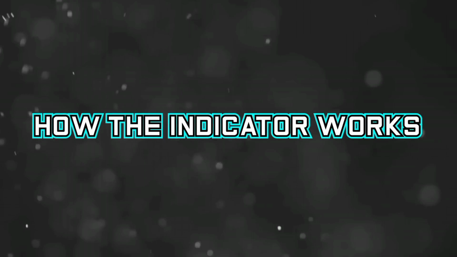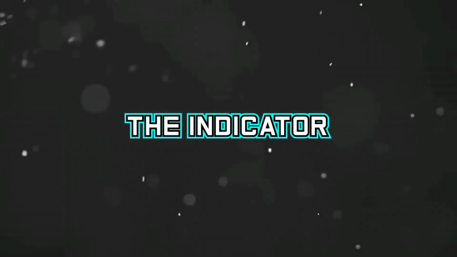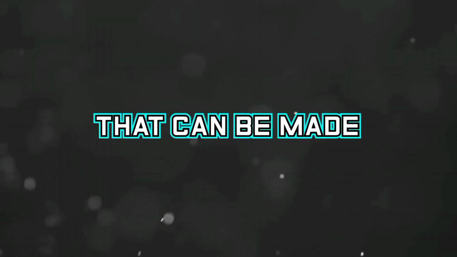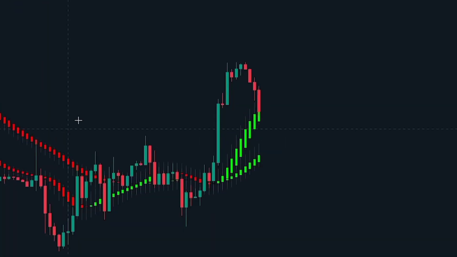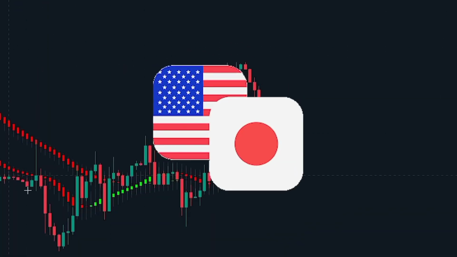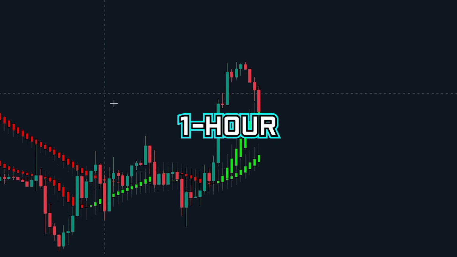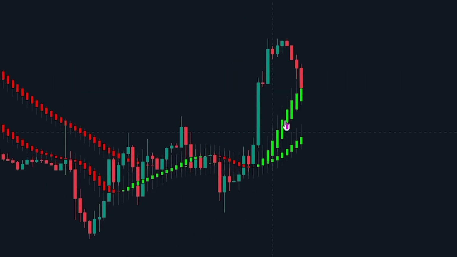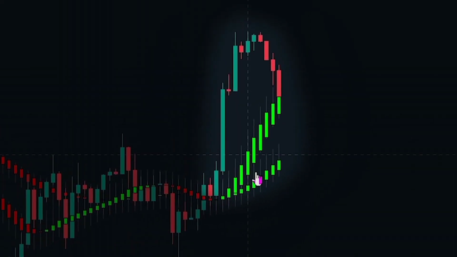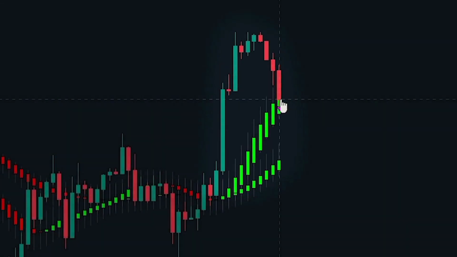Now that we know how the indicator works and how we can read the indicator, let's take a look at different entries that can be made with the indicator. We are currently looking at USD JPY on the 1-hour time frame. We can see that both the long and short-term smooth candlesticks are green.